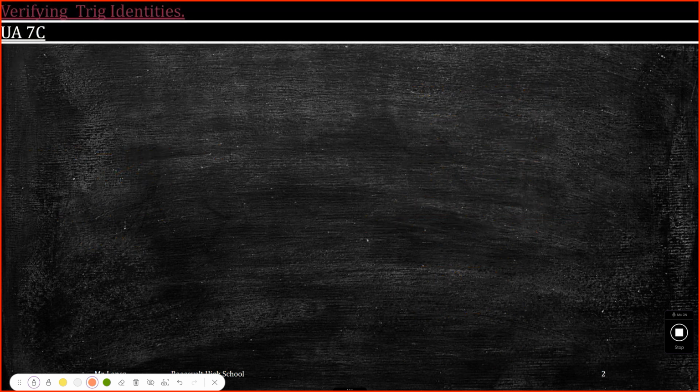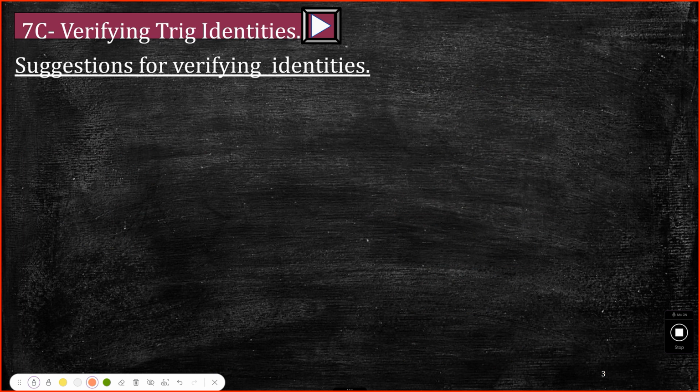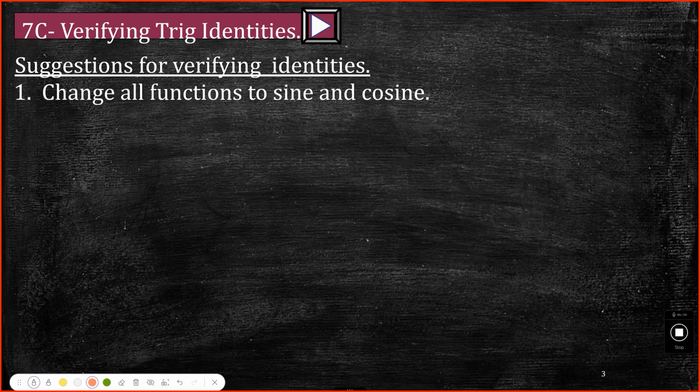So verifying trig identities. That's what we're doing today. Continue on with the same things. And these are suggestions for verifying identities. Here's suggestion 1. Change all functions to sine and cosine if it's possible to do that. As an example, if you have tangent theta, what's tangent theta going to equal? All right, you guys copying this down? Let me slow down. Give you some time.